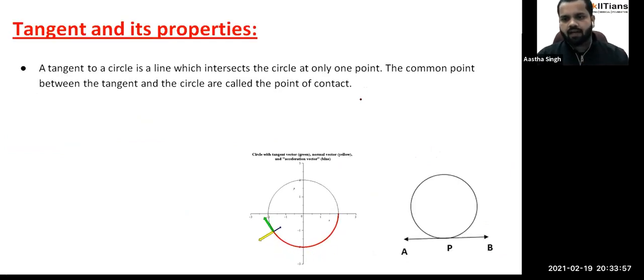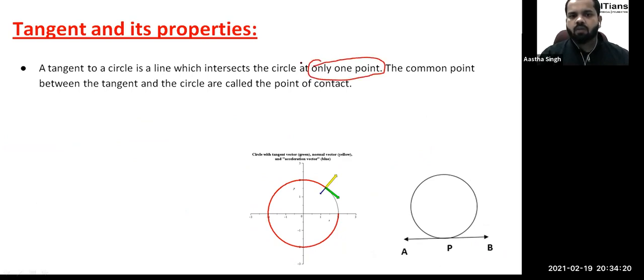Just look at the diagram. What is the diagram saying? The green arrow is showing that this will be your tangent at a single point, right? So a tangent to a circle is a line which intersects the circle at only one point. At only one point, guys. This point is very much clear. The common point between the tangent and the circle is the point of contact.